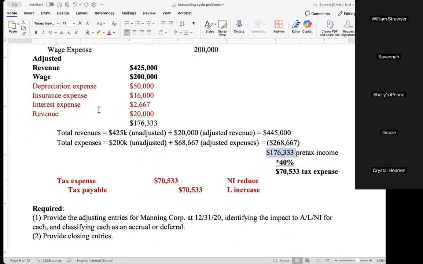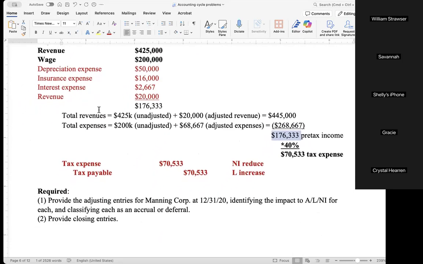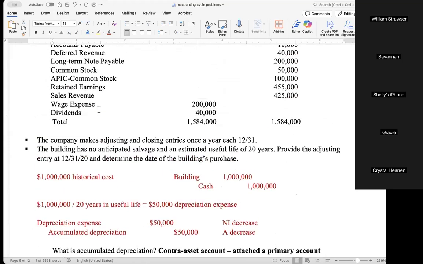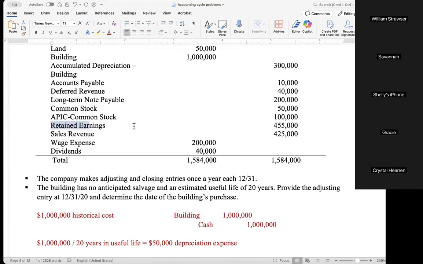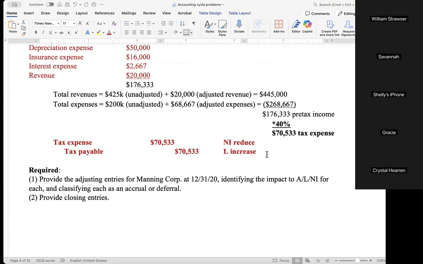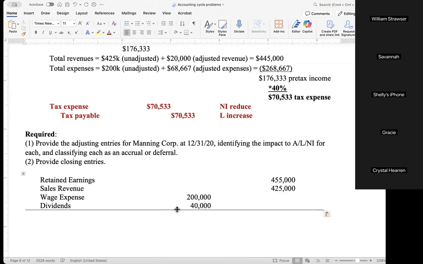So that's all the adjusting entries. Now, when we do the closing, all we have to remember is that we're looking at just retained earnings and down. So again, I'm going to replicate that down here for the closing entries. But remember, this is all on the unadjusted balance.